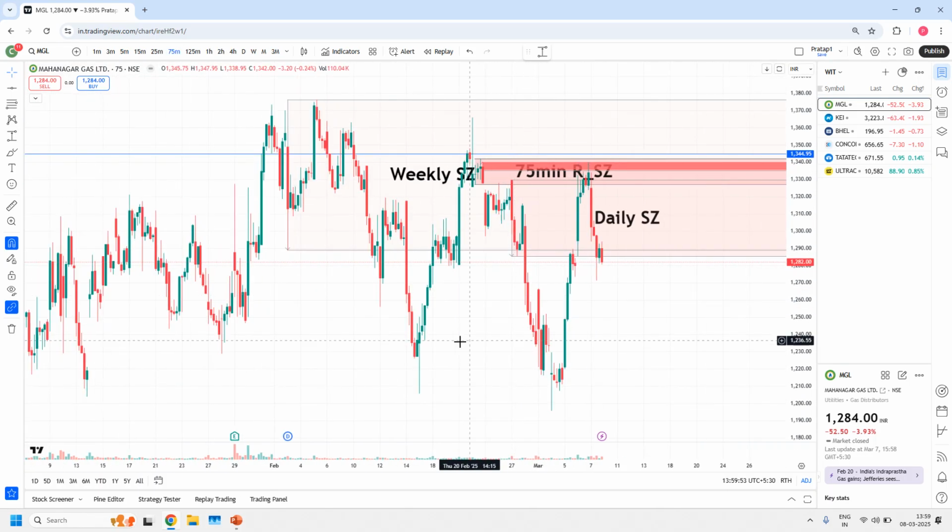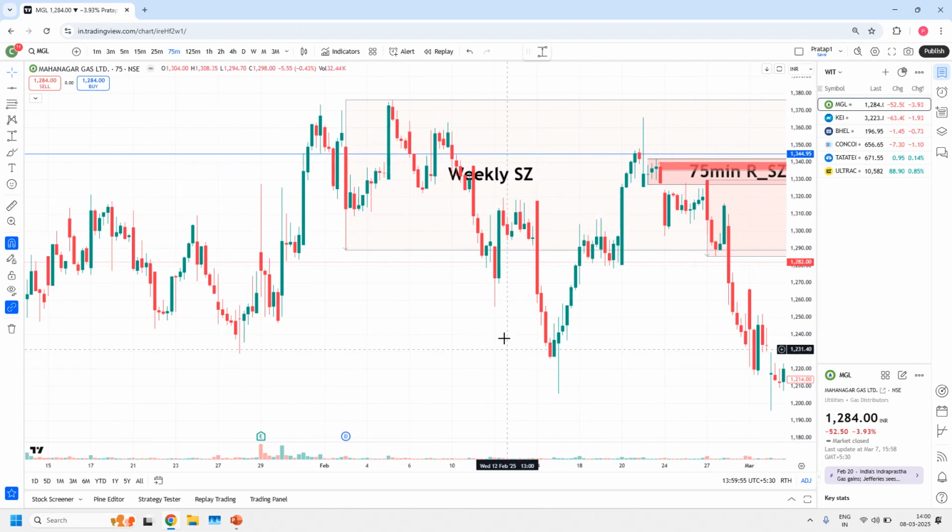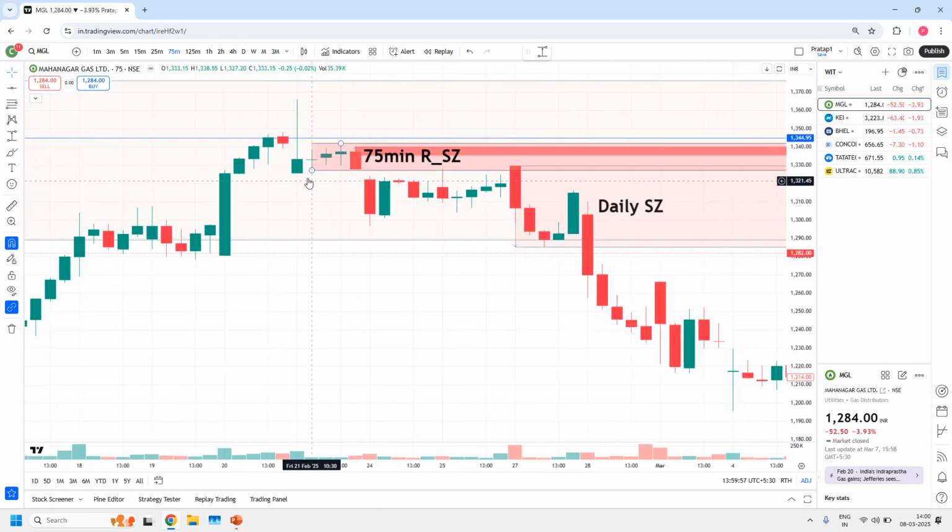First option is you can plan your trade at type 1 proximal of the 75 minutes with this stop buffer. This entire risk is within your manageable limit, 2% area. You can plan your trade. If it is more than 2%, by doing position sizing, you can plan your trade.